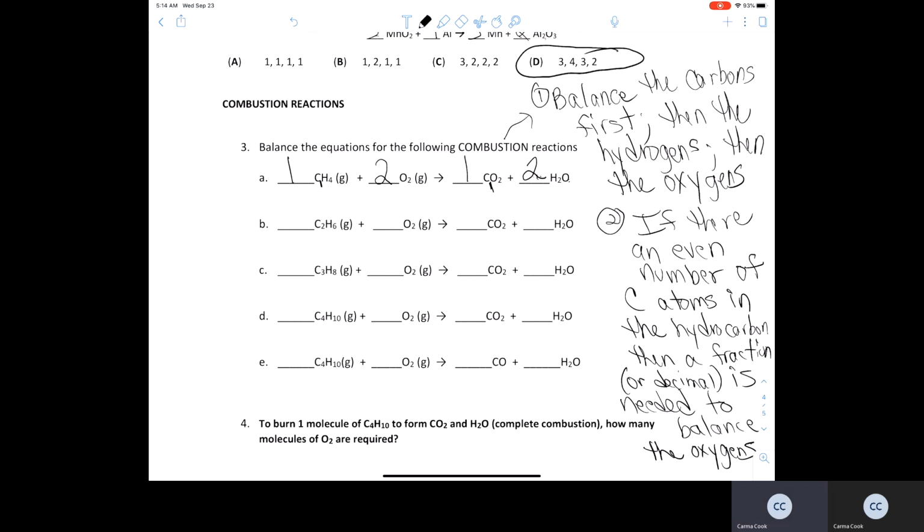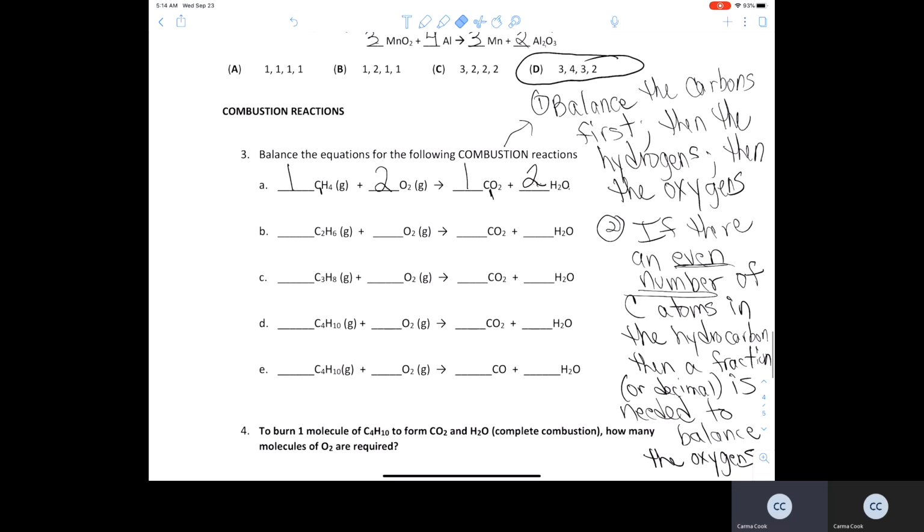Part B, C2H6. So this is a hydrocarbon that has an even number of carbons. So we know there's going to be a fraction needed here to balance the oxygens. So first, let's follow our rules. Let's balance the carbons first. We've got 2 carbons on the left, but only one carbon on the right. So we're going to put a 2 coefficient here in front of CO2. Now we've got 2 carbons on the right.